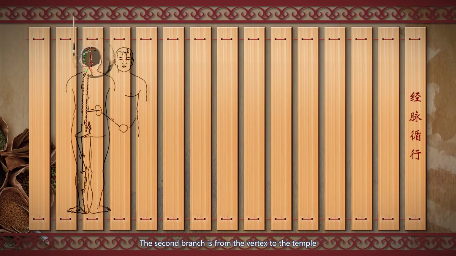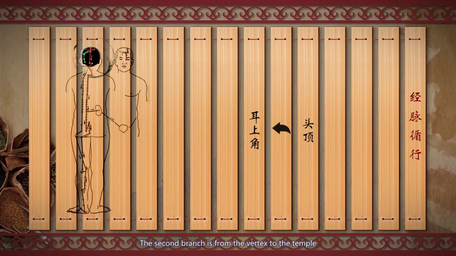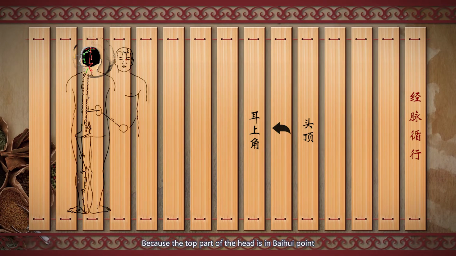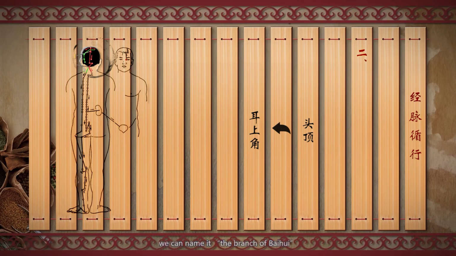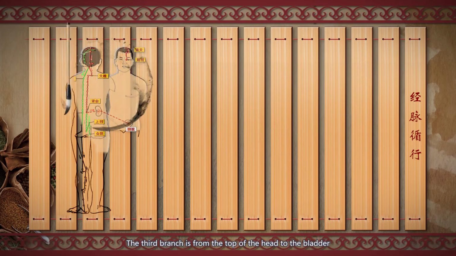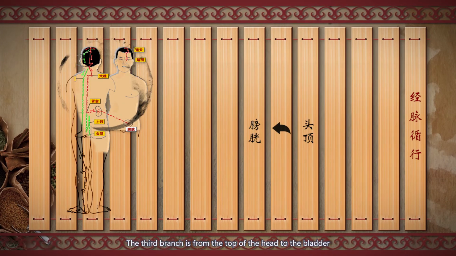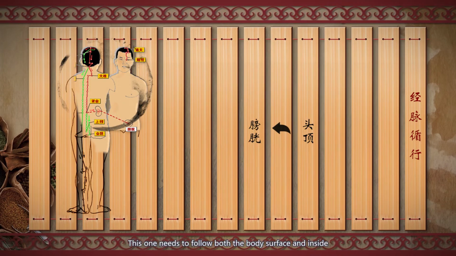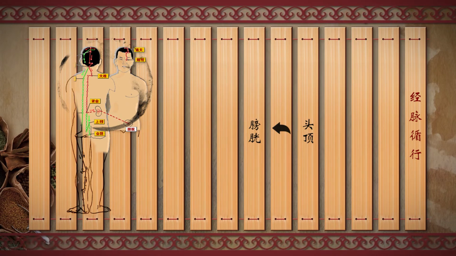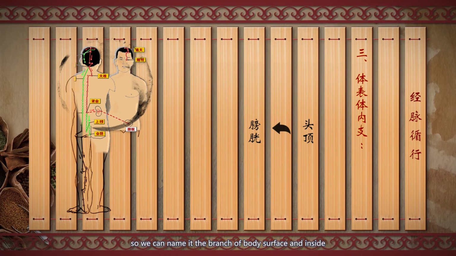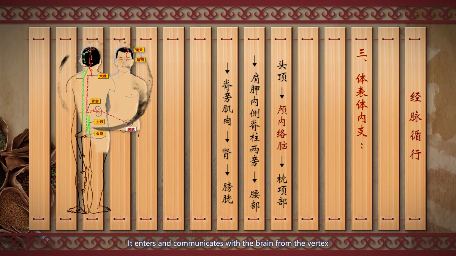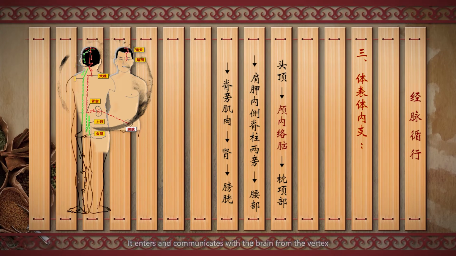The second branch is from the vertex to the temple. This is an easy one, because the top of the head is the Baihui point. We can name it the branch of Baihui. The third branch is from the top of the head to the bladder. This one needs to follow both the body surface and the inside, so we can name it the branch of the body surface and inside. It enters and communicates with the brain from the vertex.